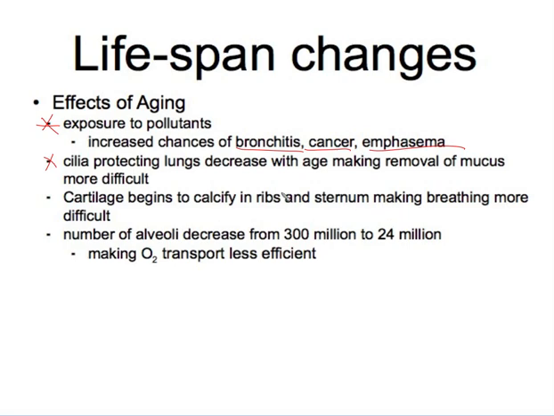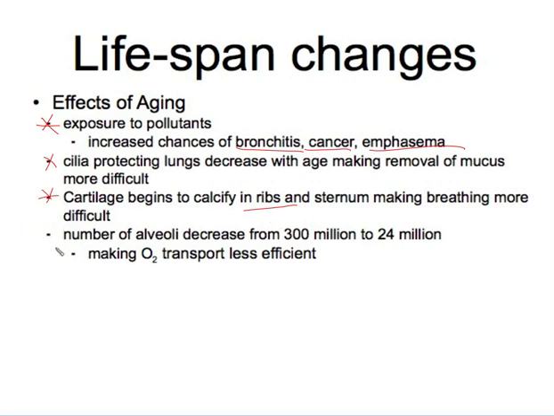The cartilage in your trachea and your ribs begin to calcify, and as that cartilage calcifies, it's not as flexible. Especially the cartilage in your ribs that helps to pull your ribs up and out and allows you to breathe in more air, it begins to calcify, so your ribs don't expand as much. So you can't breathe as deeply, and you can't bring in that same amount of oxygen.